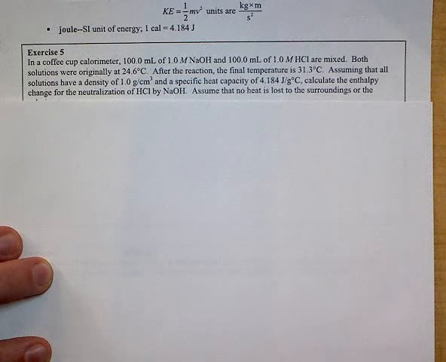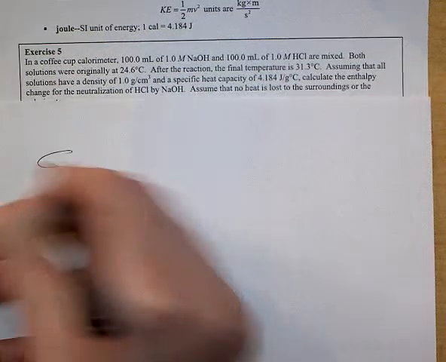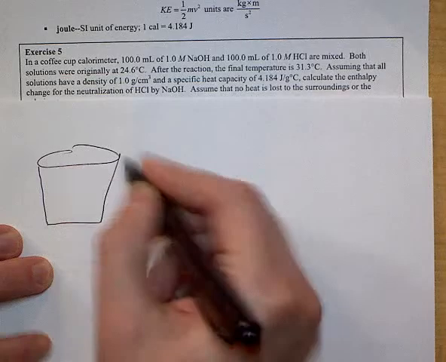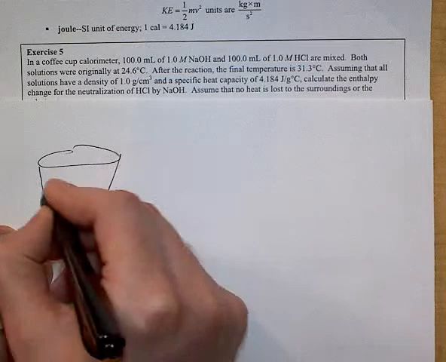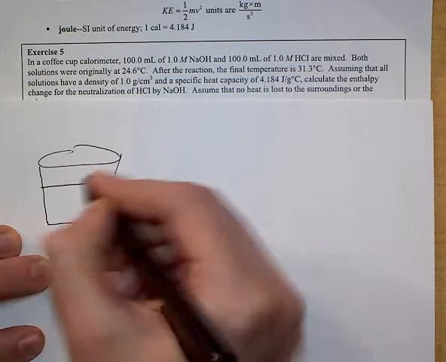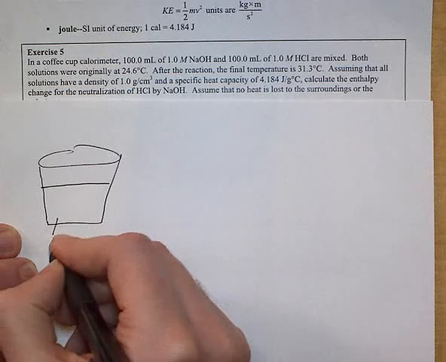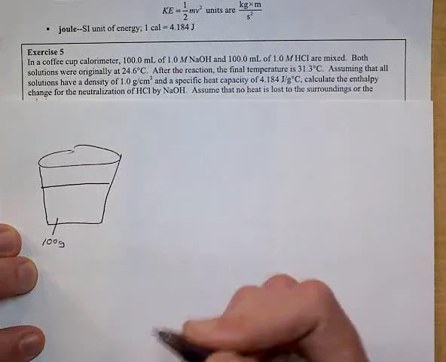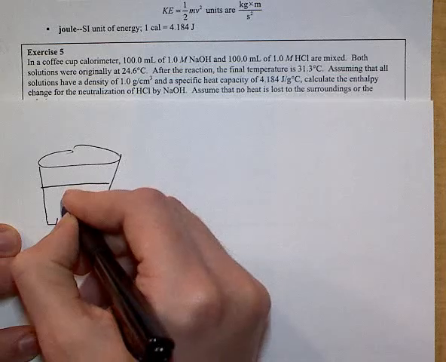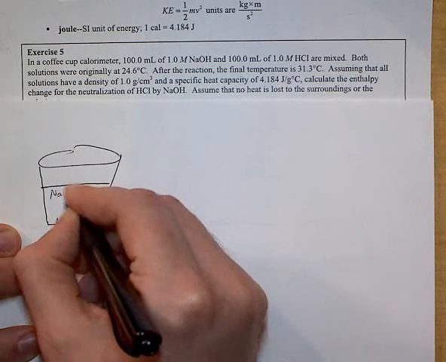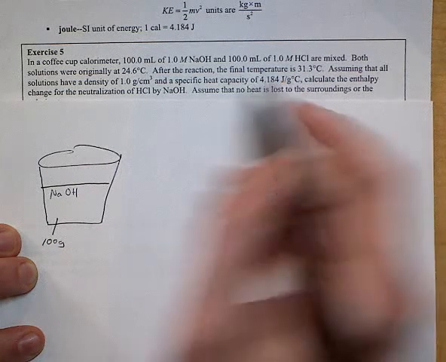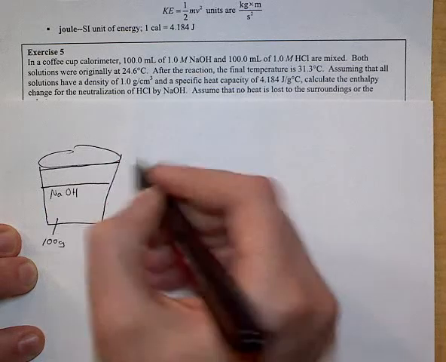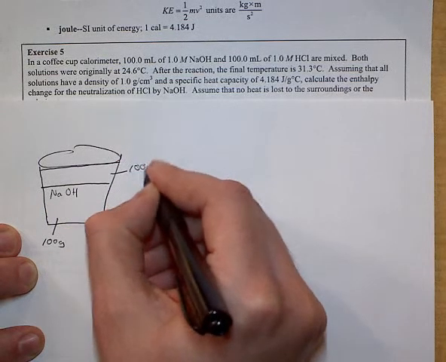All right, so let's read through this problem. In a coffee cup calorimeter, I have 100 milliliters of NaOH, in 1 molar. So here's my coffee cup. My walls are insulating it, keeping the energy inside, inside, and the energy outside, outside. I've got 100 milliliters, and remember 1 milliliter equals 1 gram, so I've got 100 grams of H2O. What is in here is NaOH, and I'm going to add another 100 milliliters to that, so we're going to go up top. Here's another 100 milliliters, another 100 grams, and that's HCl.